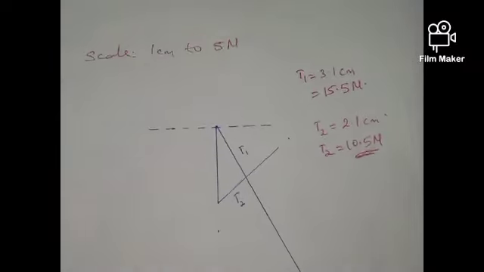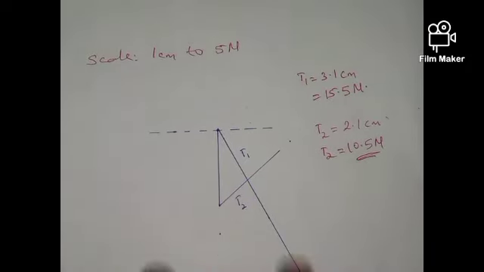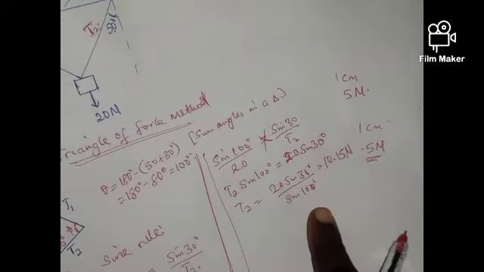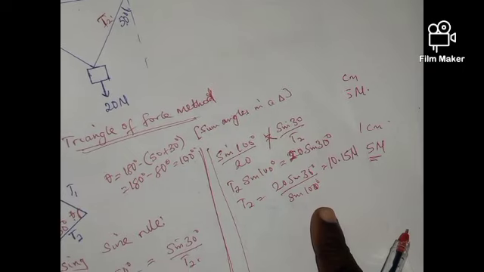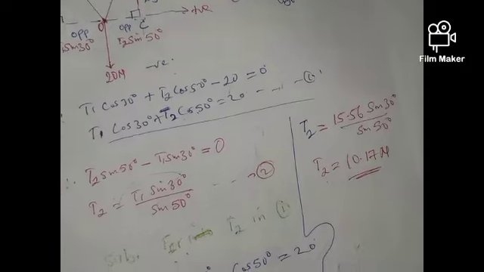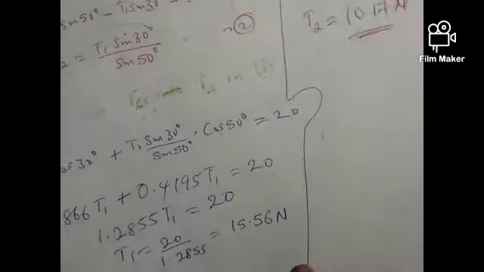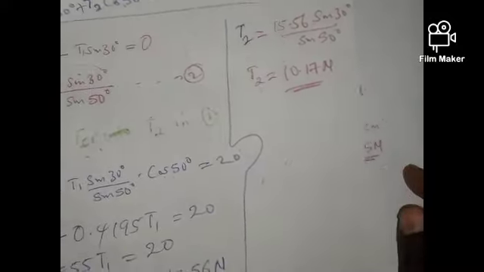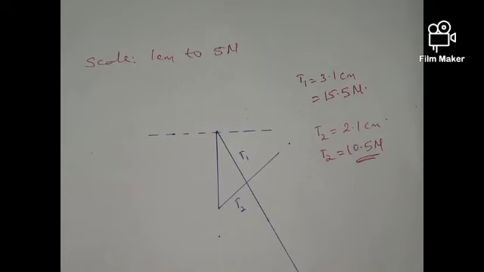Now, bearing all other measurement errors, you'll find out that in all three methods, our results are very close to each other. You can see this was the method of triangle of forces. So these are the forces that we had. And for the method of resolution of forces, we had 15.56 and 10.17, which is relatively close to what we had here. So that will be all I can take on this video for today.